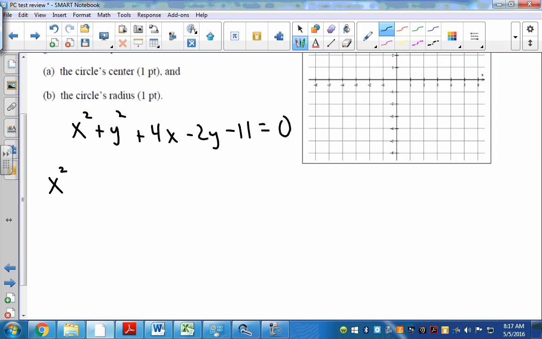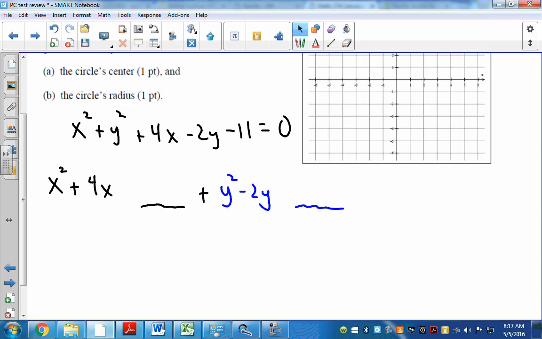So I'll take the two x terms, put those together, and then leave a gap here. We're going to fill that gap in just a minute. And then I'll have the two y terms. Let me do that in a different color. So y squared minus 2y, and leave a gap there. And then the constant we're going to throw to the other side. So it was negative 11. That becomes positive 11.